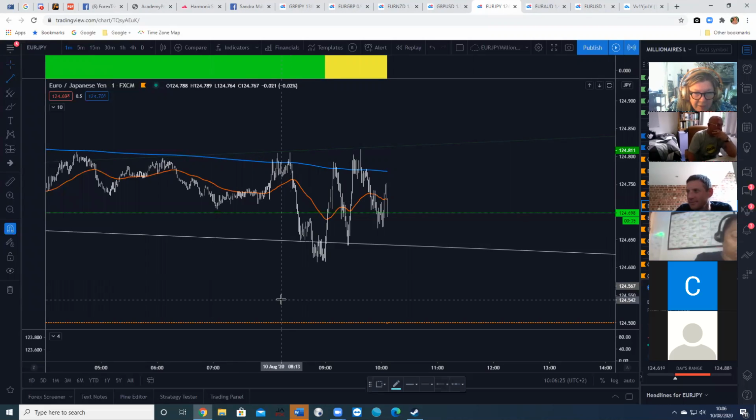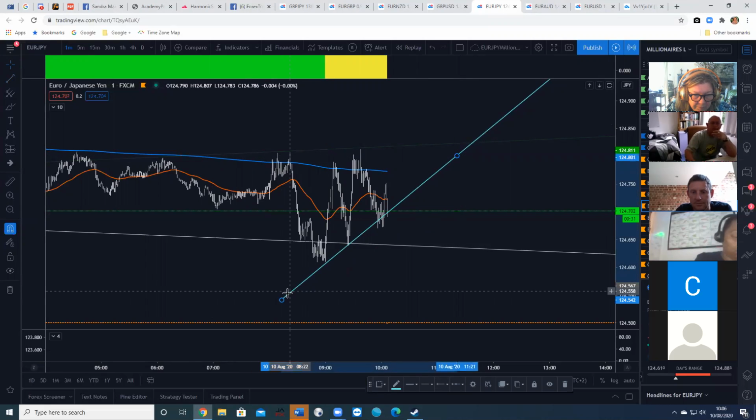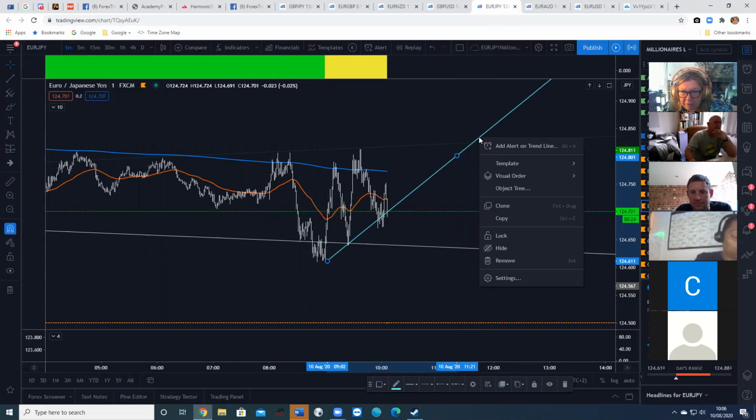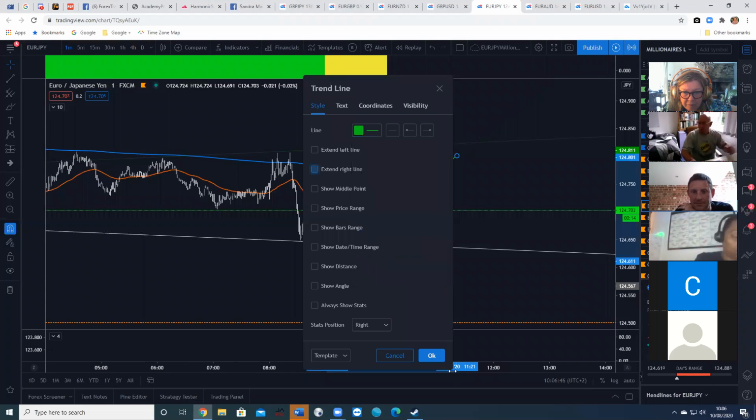So trend line, we've got that here. And I want to be getting on doing some of that binary as well. You guys are all ahead of me on that. Looks so good. Take that off.